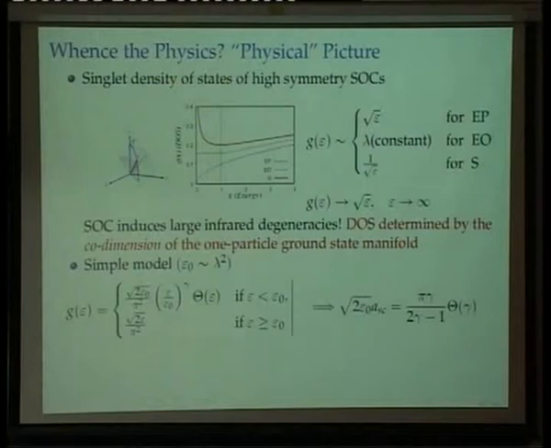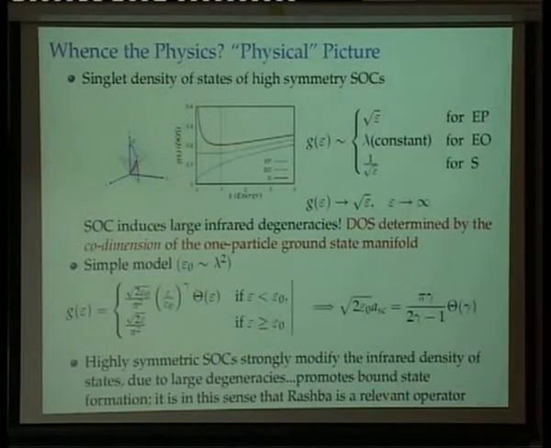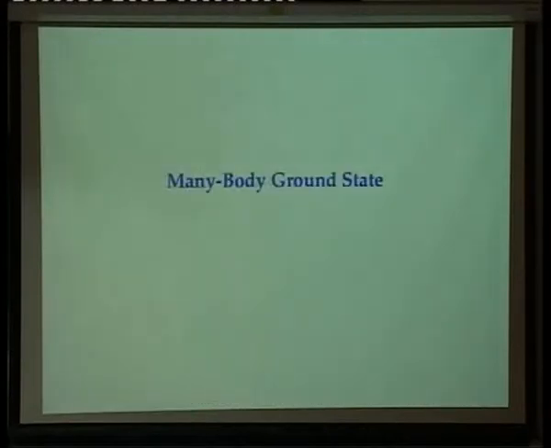It actually changes the density of states at these fixed points. That's the story. Okay, so what happens if I have a finite density of fermions? And that's what I'm going to discuss now.